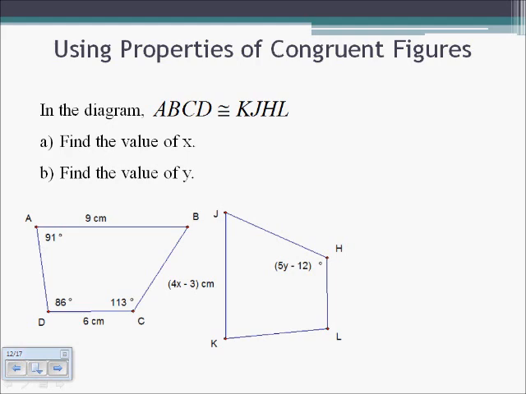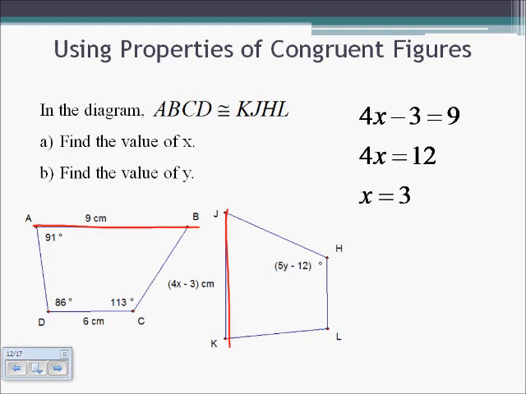If we want to start with X, we do know that on the exterior the figure has to be the same. So we have JK and AB being congruent, which means they're equal to each other. So therefore, I can set 4x minus 3 equal to 9. I can add 3 to both sides and then divide by 4, giving me my x value of 3.